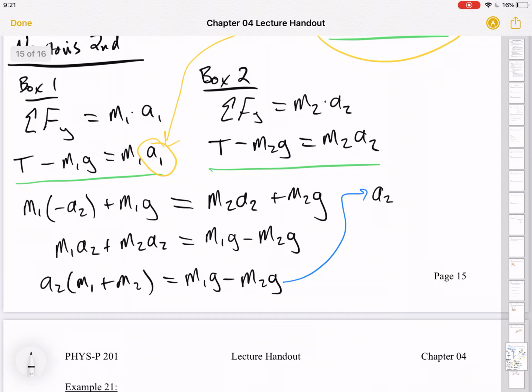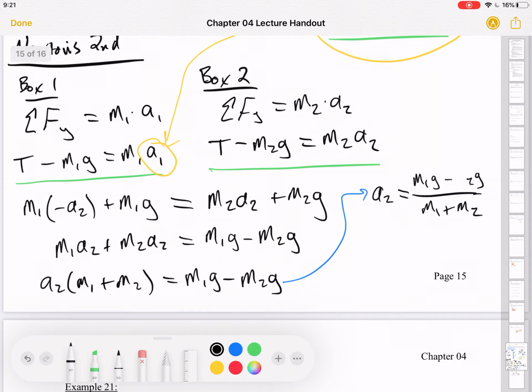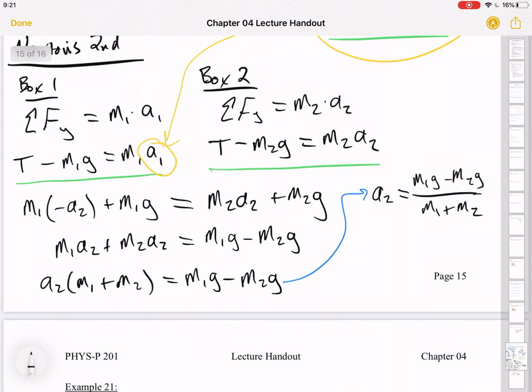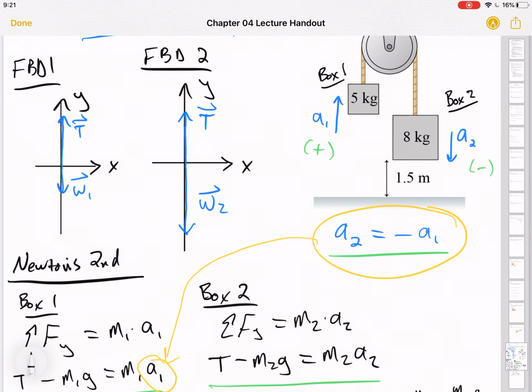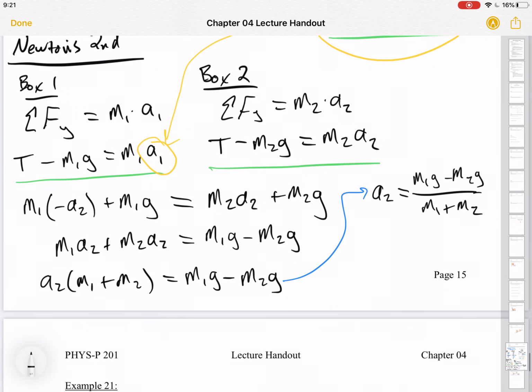So a2 equals m1g minus m2g divided by m1 plus m2. Great. So what do I notice? That looks terrible. No, what else do I notice? There's a negative sign upstairs, right? That's m1g minus m2g. Those are those two weights. It's the 5 kilogram weight minus the 8 kilogram weight. That's going to be negative. Oh, good, because a2 should be negative, so that's great.